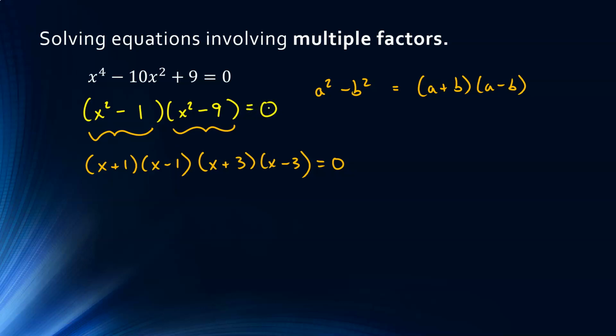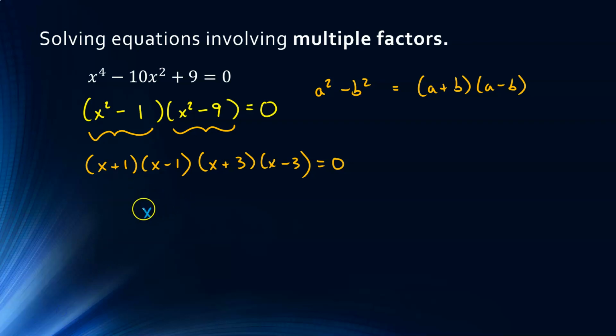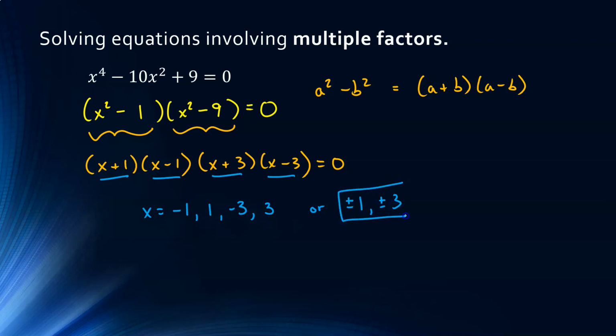So now we're going to just set each of those equal to 0 and solve them. I'm not going to rewrite all 4 of those. You can see what's going to happen. If we set each of those equal to 0 and solve them, we would get x equals, so this one would yield a negative 1. This one would give us a positive 1. This would give us a negative 3. And this one would give us a positive 3. Or we could write it saying that we'd have plus or minus 1 and plus or minus 3 as our solutions. So that's how you would do one like that. You do have a problem like that in your assignment.